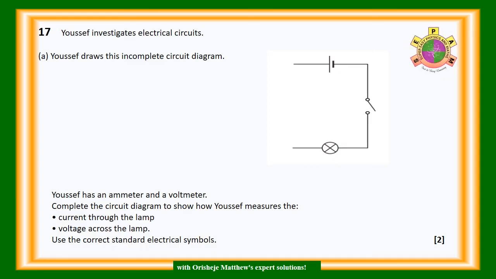He connects an ammeter in series with the battery and the lamp to measure the current flowing through the lamp. The symbol of an ammeter is a capital letter A written inside a circle. To measure the voltage across the lamp, he connects a voltmeter in parallel to the lamp. The symbol of a voltmeter is a capital letter V written inside a circle.